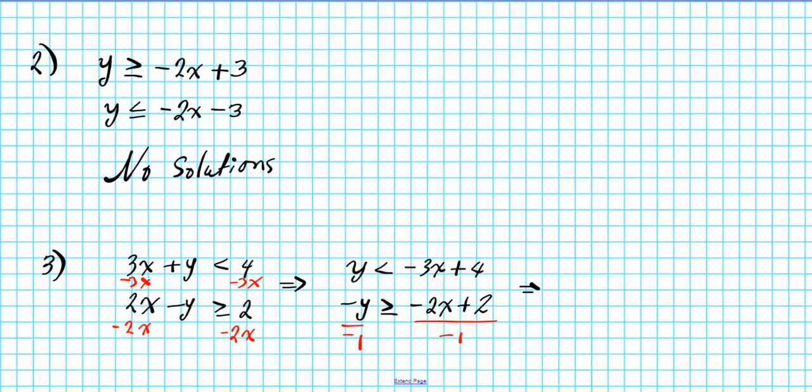Okay, so the first inequality remains unchanged, negative 3x plus 4, and then the second one becomes y. Now, anytime you divide by a negative, you have to flip the sign of an inequality, okay? So it becomes less than or equal to 2x minus 2. Now, with something like this, you can enter in your calculator and note, the first one will be drawn with a solid line, because that's the only option we have. And the second one is fine, okay?